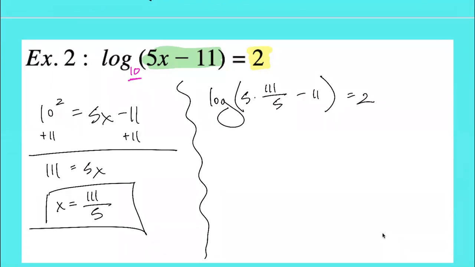Because look at what happens. Just like last time, this 5 and that 5 goes away, but they might not have gone away so perfectly if you turned it into a decimal, okay? Now we have 111 minus 11, which gives me 100, equals 2. And if you just type log 100 into your calculator, you should get 2 as an answer. So that button on your calculator that doesn't have a base, it just has a log, that's the common log button.